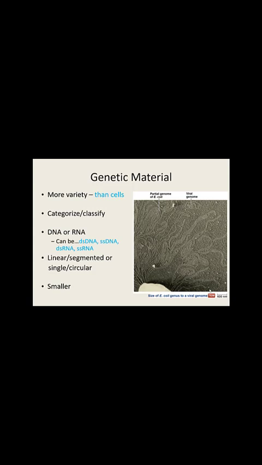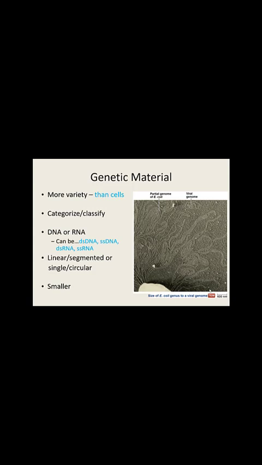And so we use what kind of genetic material they have to categorize or classify viruses into different groups, because they can have DNA or RNA. They can't have both. And if they have DNA, they can be double-stranded DNA, it could be single-stranded DNA. If they have RNA, it can be double-stranded RNA, it could be single-stranded RNA, and then there's even some variety in the single-stranded, which strand do they have.